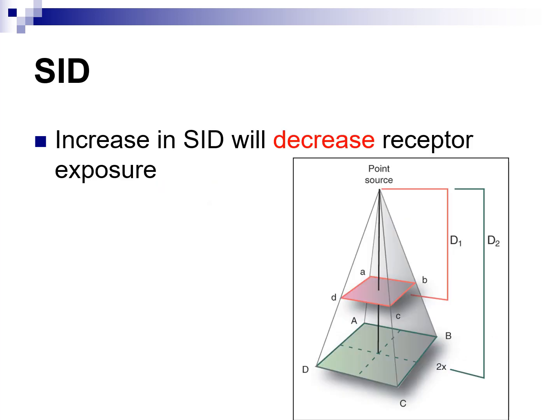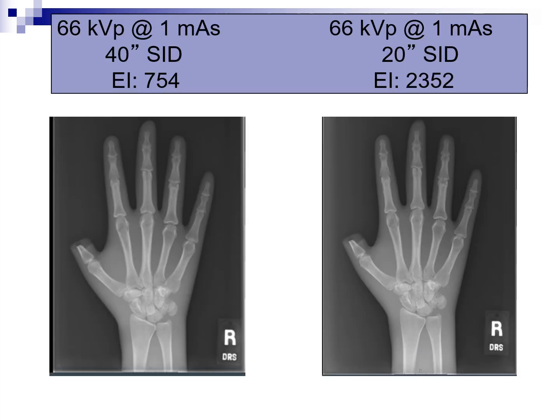SID: if you increase SID, it will decrease receptor exposure. These two images were taken at 66 kVp at 1 mAs. The image on the left-hand side was taken at 40-inch SID, and the EI number was 754. The image on the right-hand side was taken at 20-inch SID, and the EI number was 2352. So if we go from a shorter SID to a longer SID, we're going to decrease receptor exposure, or vice versa.